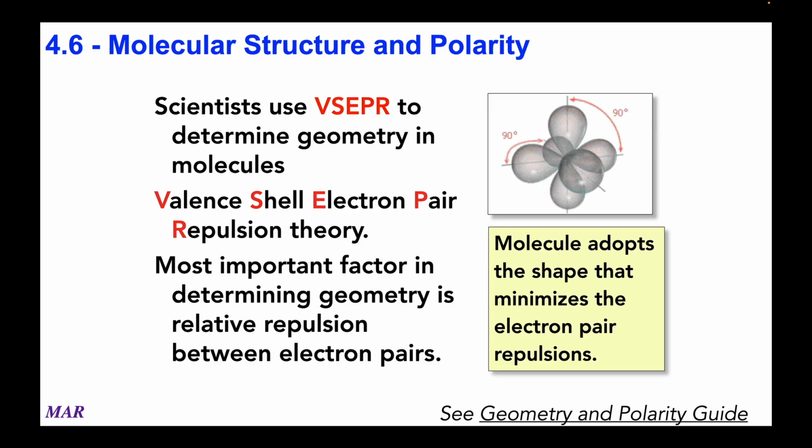If you have two lone pairs, they want to be as far apart from each other as they can. That would be 180 degrees. If you have three lone pairs, they want to be as far apart from each other as they can. That would be 120 degrees from each other. But if you have four pairs, then you do something else, which is a little strange. I'll show you some stuff here in a little bit.